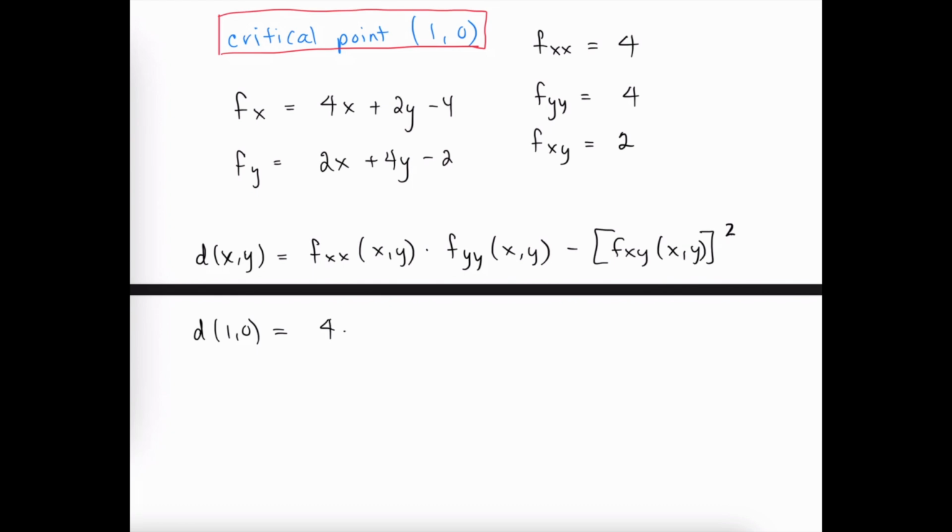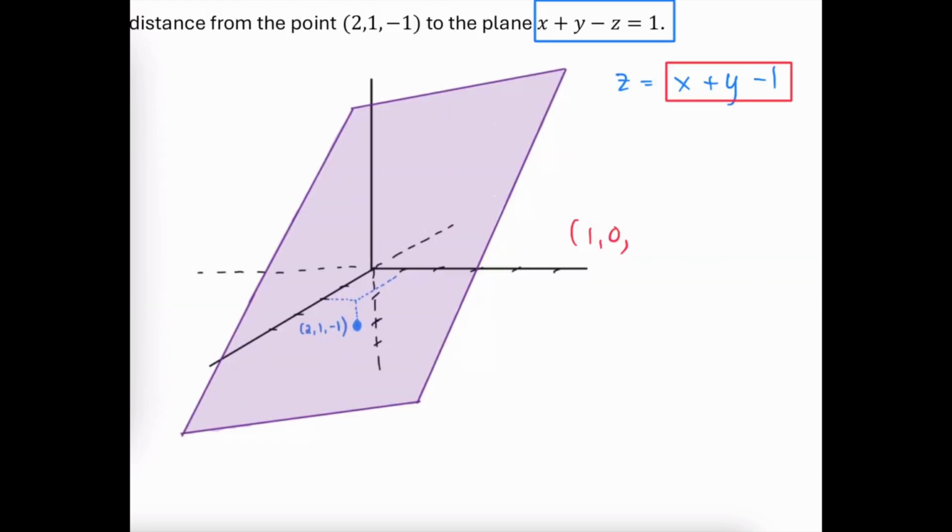So that gives us 4 times 4 minus 2 squared, which is 16 minus 4, which is 12, and that is greater than 0. Notice also our fxx was a positive number, and the second derivative test says that if D is greater than 0 and fxx is greater than 0, then we get a relative minimum at that critical point. So the domain element that minimizes this distance is (1, 0). That's going to make the z value also 0, and our ordered triple, where we get a minimum distance, is at the ordered triple (1, 0, 0). So this distance is the smallest possible.